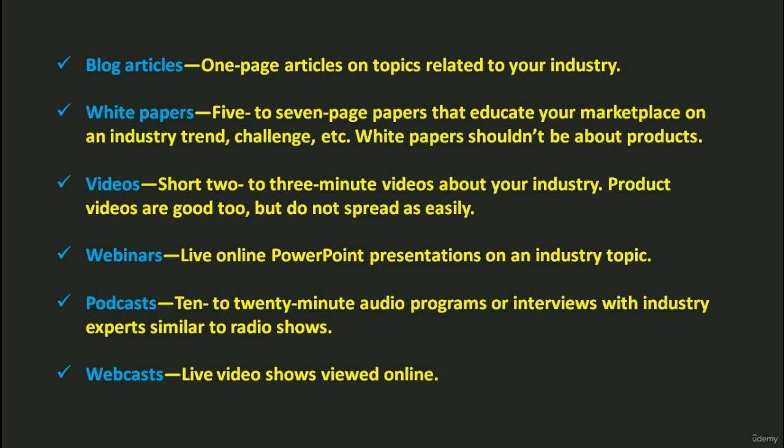To keep things simple, create content that you can produce rapidly and that people can effectively spread online. Here are some examples. Number one is blog articles: one-page articles on topics related to your industry. Second one is white papers: 5 to 7 page papers that educate your marketplace on industry trends, challenges, etc. White papers should not be about products. And videos: short 2 to 3 minute videos about your industry. Product videos are good too, but do not spread as easily.